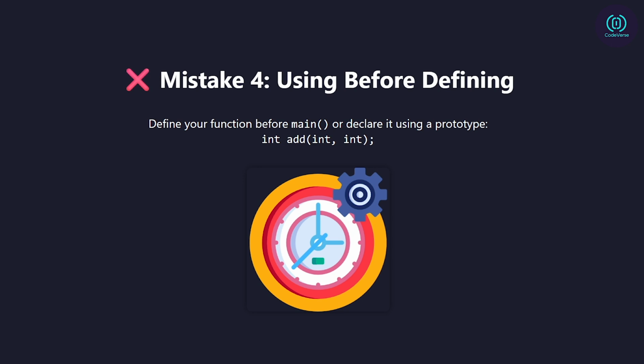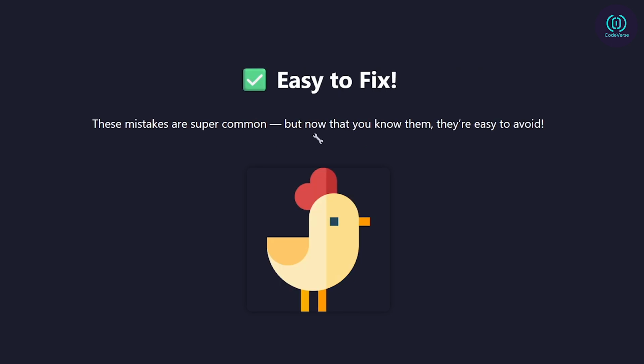Mistake 4, defining a function after using it, without telling the compiler about it. In C++, you either need to define your function before main, or you need to declare it with a function prototype like this: int add(int, int); a function declaration. C++ reads code from top to bottom, so if it reaches a function call before it knows what the function is, it throws an error. The good news? Once you know what to avoid, these mistakes are easy to fix.